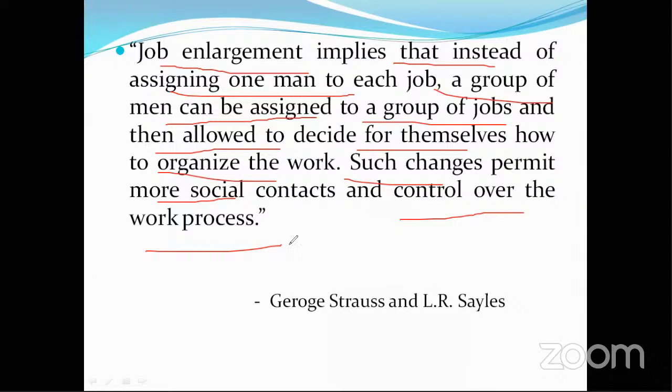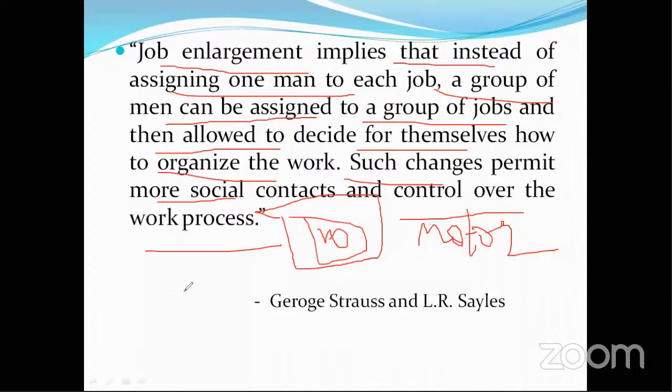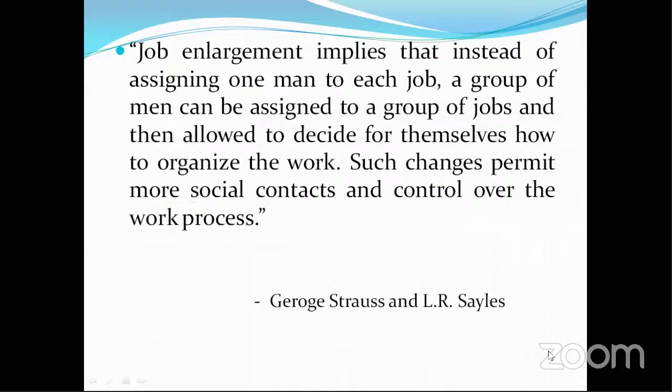See, one repairing is there. You can find it in a garage, in a motor repair garage. You can find a car repairing or bus repairing garage. You will find there will be 10 workers. Suppose a new car came for repairing, they will decide among themselves who has to do what, who has to remove bolts, who has to remove nuts, who has to refit it, who has to repair it. They will decide themselves. So that is what we mean by job enlargement. Such changes permit more social contacts and control over the work process. Okay. Now this is given by George Strauss and LR Sayles.